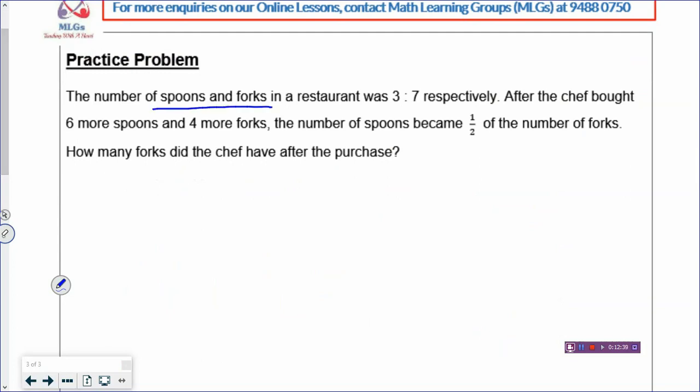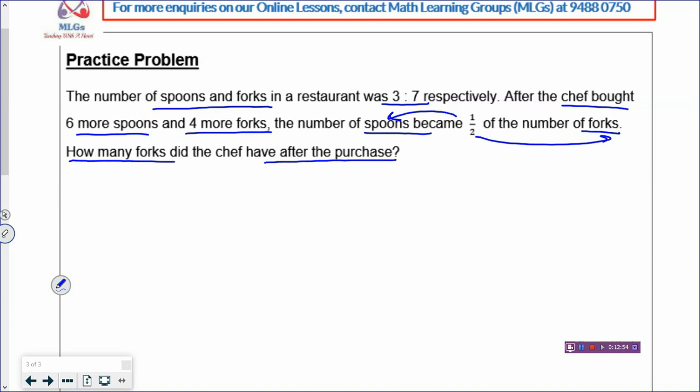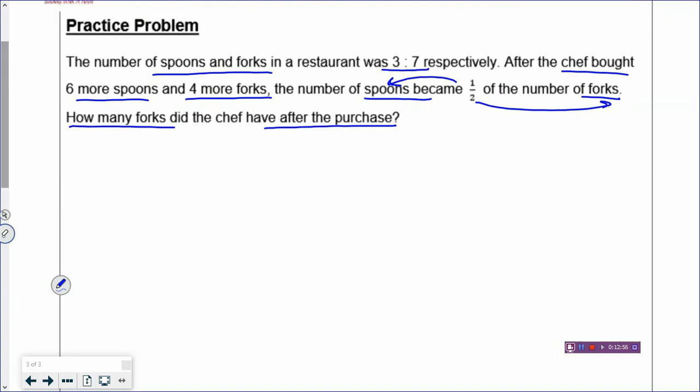Now the spoons and forks in the restaurant was 3 to 7. After the chef bought 6 more spoons and 4 more forks, the spoons became 1 over 2 of the forks. Right, so arrow pointing when you see fractions. How many forks did the chef have after the purchase? Okay, everything changed, right? Now you have more spoons in the end, you have more forks in the end. Did the chef buy an equal number of spoons and forks? No. If the chef had bought an equal number of spoons and forks, then the difference would be unchanged.